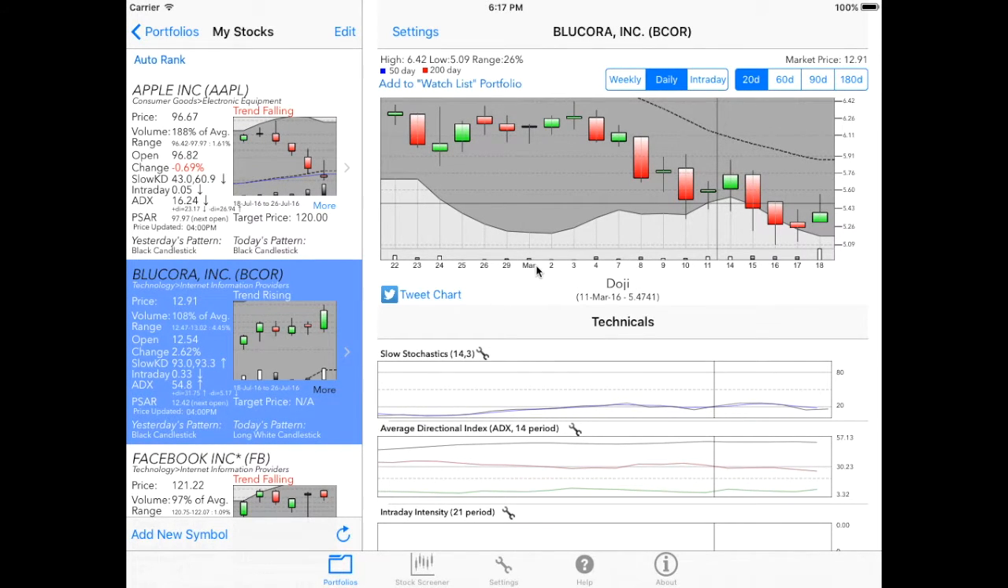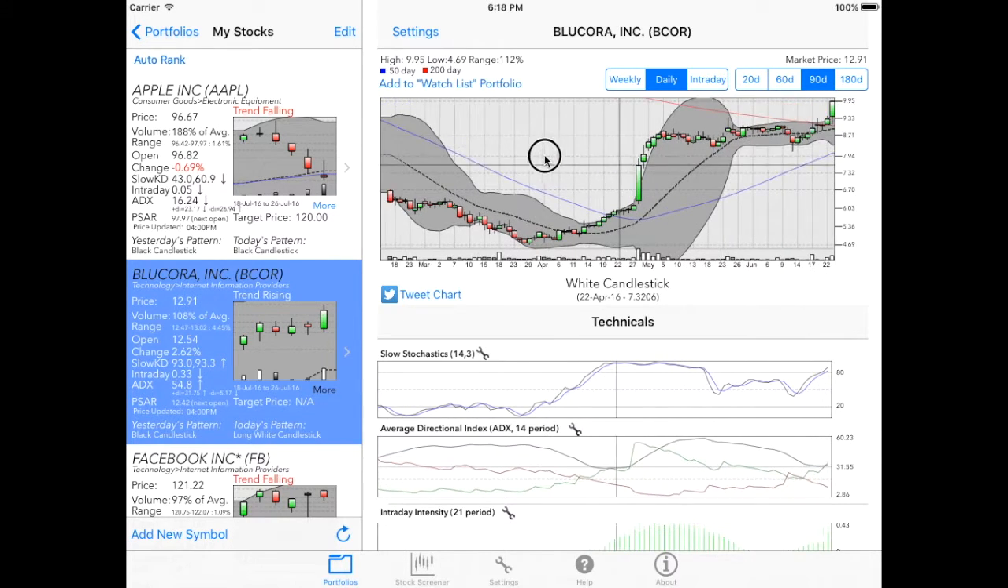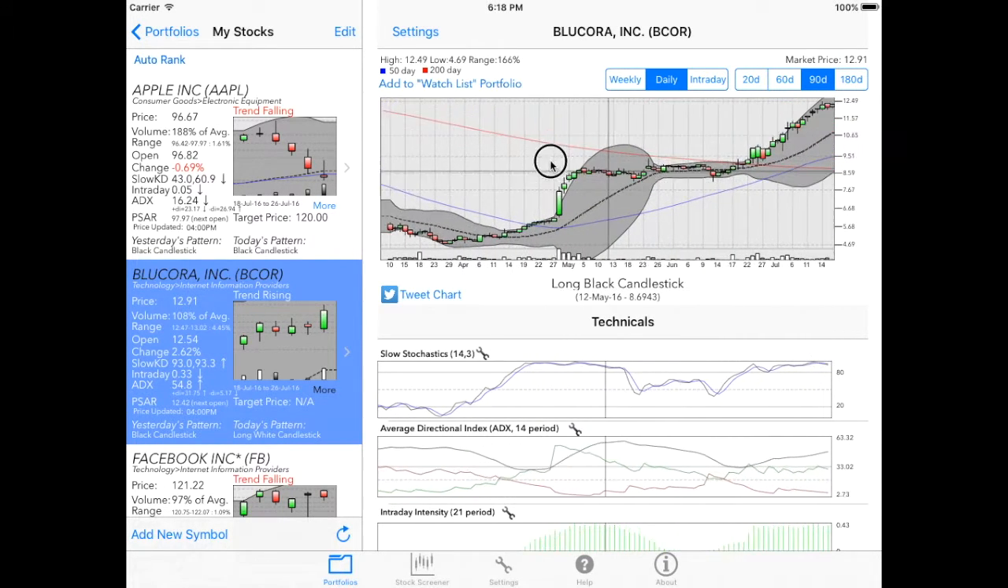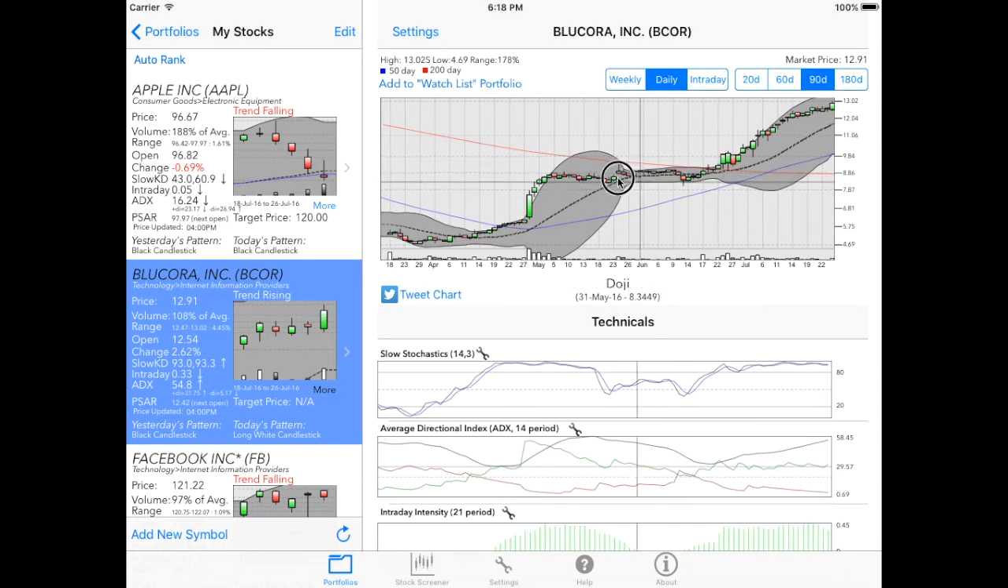All right, so I'm going to zoom out here, and then I'm going to scroll back to the current day. You can see this particular stock, Blucora, has had a great uptrend lately. But what I wanted to talk about is two technicals. The first is plus DI14, and the second is minus DI14. What these two technicals stand for is plus directional index 14 and minus directional index 14.